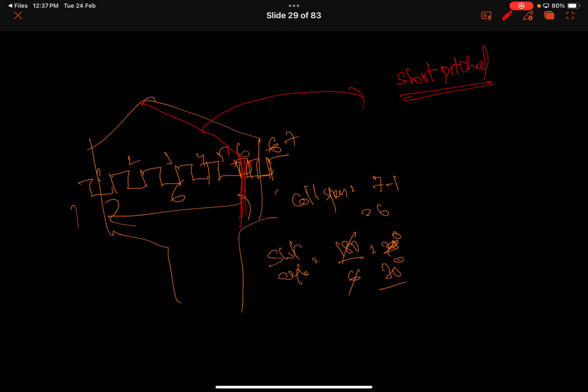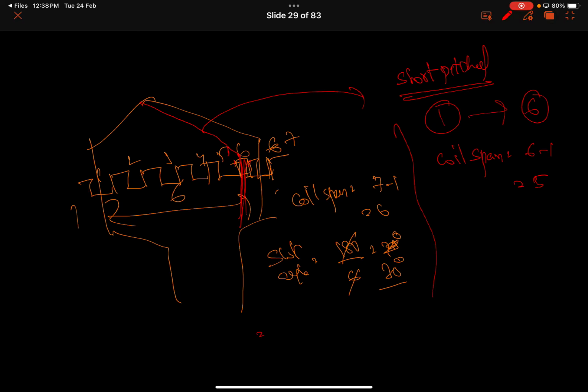In short pitched winding, the first coil is placed on the first slot, and the other side of the coil is placed under which slot? The 6th slot. What is the coil span now? It is the distance between the two ends. Previously it was 7 minus 1, that is 6. Now it is 6 minus 1, which is equal to 5.